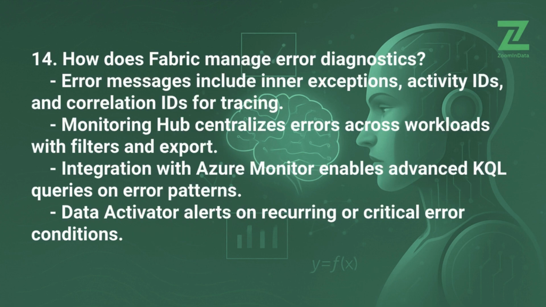14. How does Fabric manage error diagnostics? Error messages include inner exceptions, activity IDs, and correlation IDs for tracing. Monitoring Hub centralizes errors across workloads with filters and export. Integration with Azure Monitor enables advanced KQL queries on error patterns. Data Activator alerts on recurring or critical error conditions.